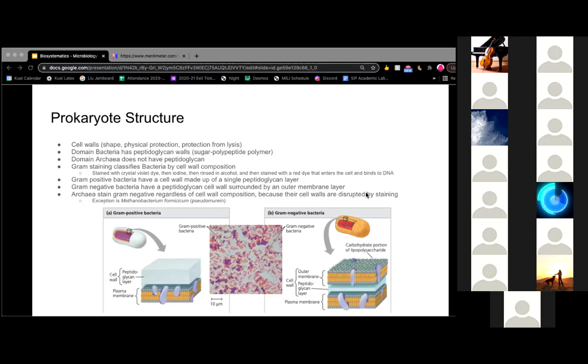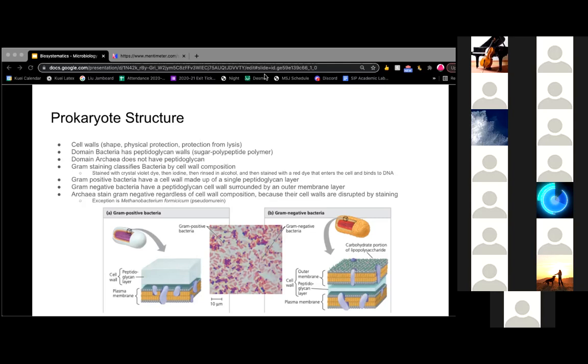On the other hand, cell walls of prokaryotes from the domain archaea do not contain peptidoglycan and instead contain proteins and polysaccharides. Gram staining is a technique used to classify prokaryotes of the domain bacteria by their cell wall composition. In gram staining, bacteria are stained with crystal violet dye and then iodine, and then rinsed in an alcohol, and then they're stained with a red dye that enters the cell and binds to DNA. The purpose of the crystal violet dye is to indicate one type of bacteria, and then the iodine causes the crystal violet dye to complex, which traps the crystal violet dye inside that bacteria. On the other hand, the red dye is used to identify another type of bacteria which is not able to retain the crystal violet dye after washing in alcohol.